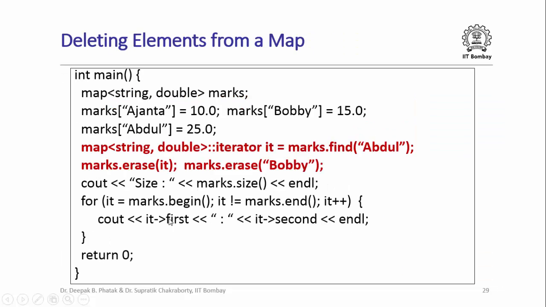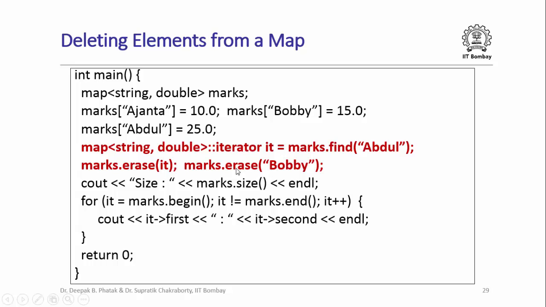How do we delete elements from a map? Well, this is done through an iterator. So for example, here I have created a map named marks, and then I have inserted 3 elements in it, and then I have said, please give me an iterator which points to the key value pair where the key matches Abdul. And once I get that iterator, I could call marks.erase with that iterator, and that will delete or erase that key value pair to which this iterator was pointing to.